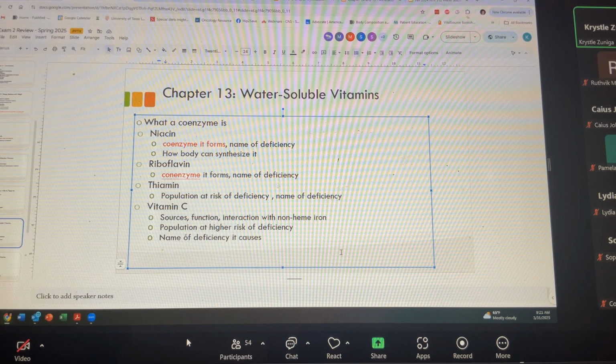So we've got pellagra. Riboflavin is ariboflavinosis. Thiamine, the Wernicke-Korsakoff syndrome and beriberi. If it's got a name, vitamin C, scurvy. It's good to know because there is an exam question about this, like deficiency in X could cause Y. So knowing that.